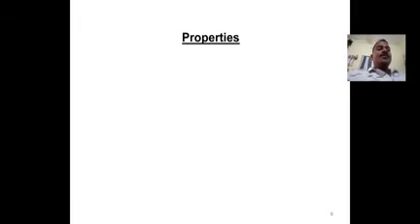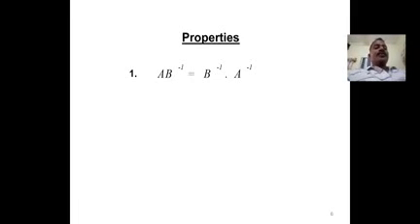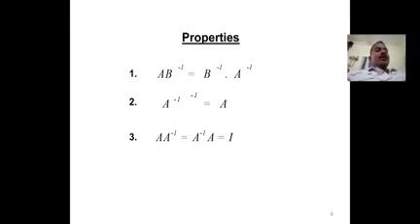Now some more properties. The properties are: AB whole inverse is B inverse into A inverse. A inverse whole inverse is A itself. A into A inverse equals A inverse into A equals identity. This is the definition of the inverse matrix.